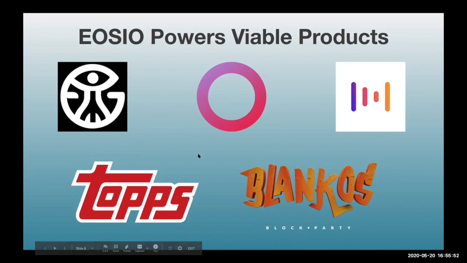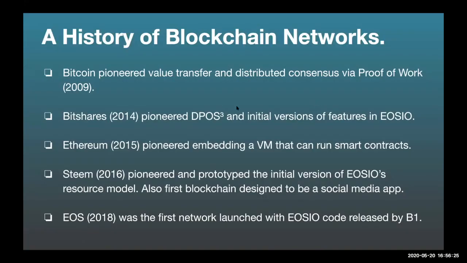And Blankos, this is a big AAA gaming studio, or a game being developed by one called Mythical Games. There's many apps. I only had enough room for 5, and then this one over here is Metal. Metal X just launched. They're building out an exchange that's compliant in the US using the Proton chain. So that should be a really cool exchange project to watch.